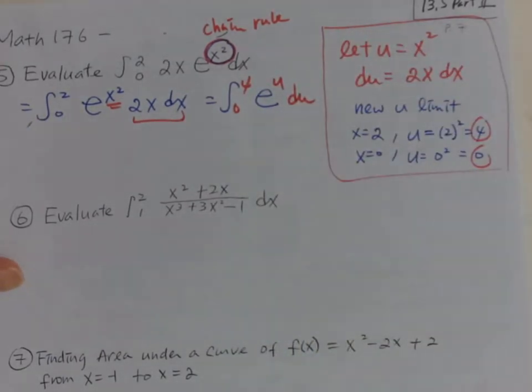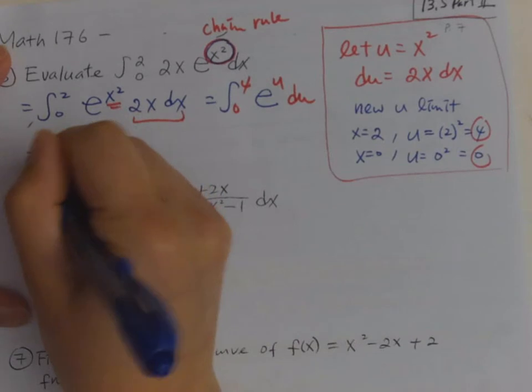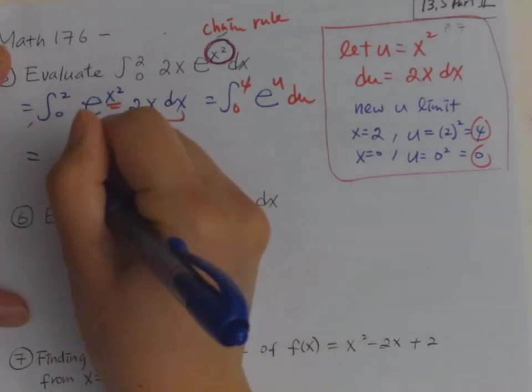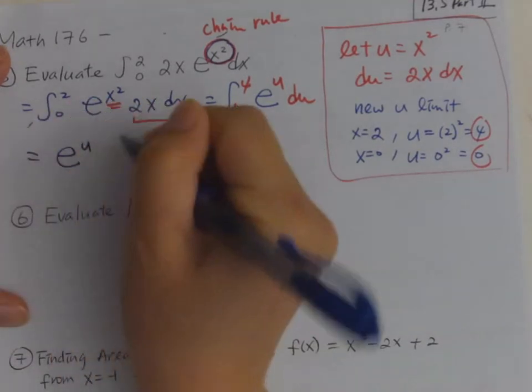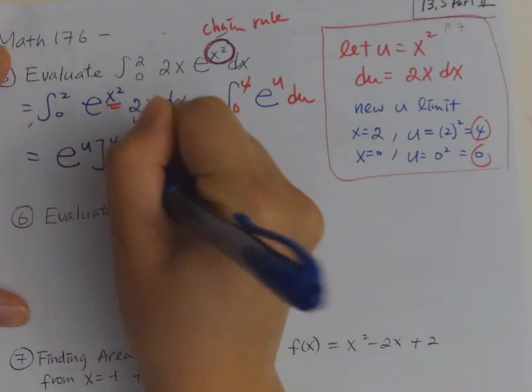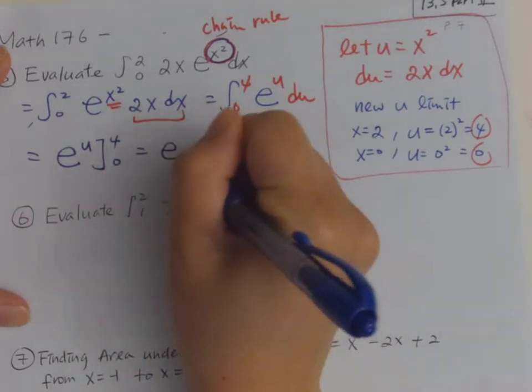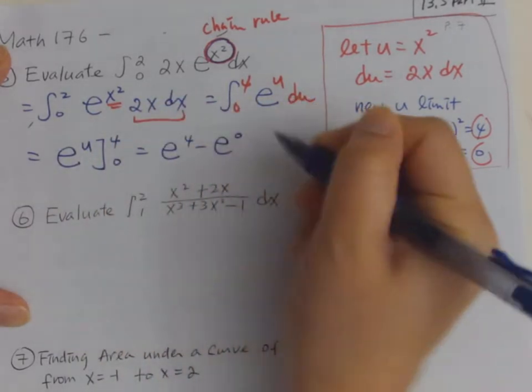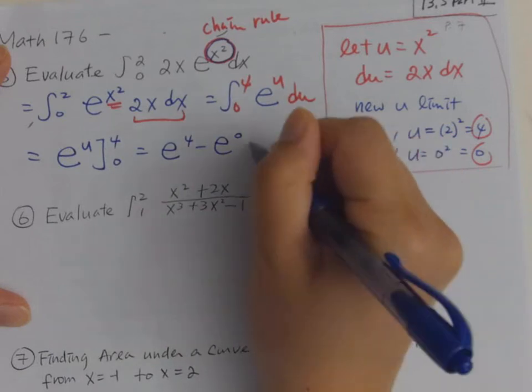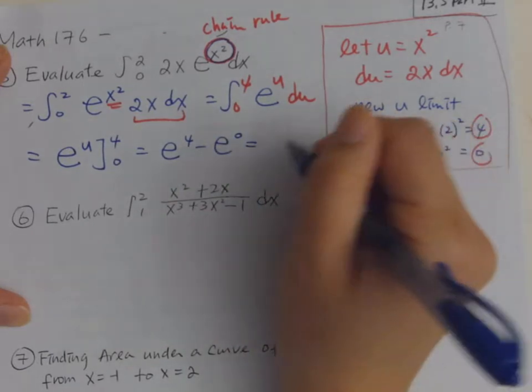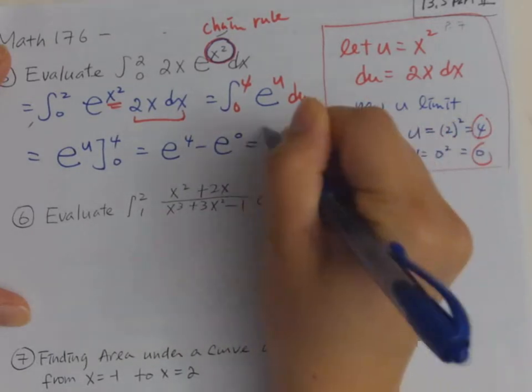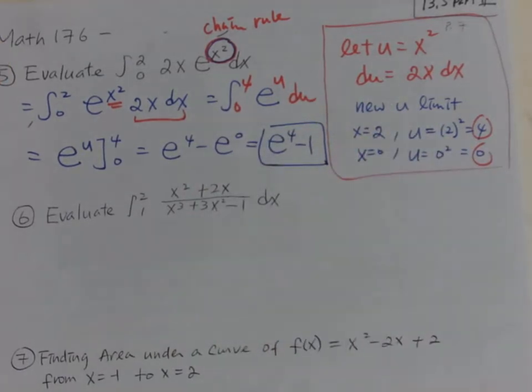Okay, now we're ready to take the integral. E to the something, after you take the integral, is still e to that, right? And then you need to plug in 4 and 0. So it's going to be e to the 4 minus e to the 0. I don't know what e to the 4 is, but I know e to the 0 should be what? 1. So that's your answer. Alright, let's do one more.